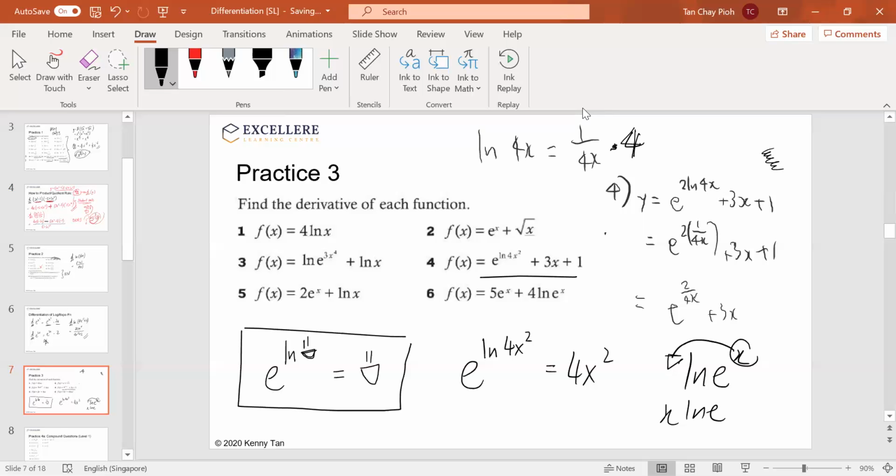So it's 4 over 4x. Right now, what I'm trying to tell you is that e^(ln 4x squared) is equal to 4x squared. This is a trick to simplify this thing, so you don't have to go through the hassle.